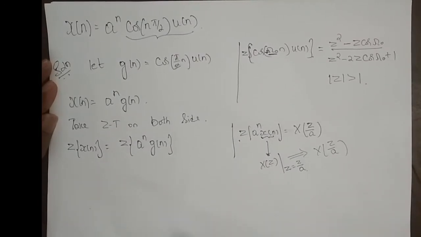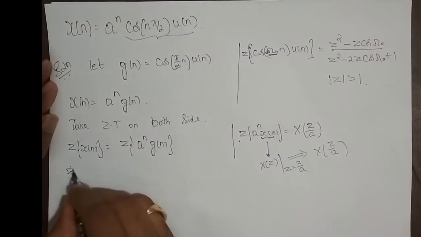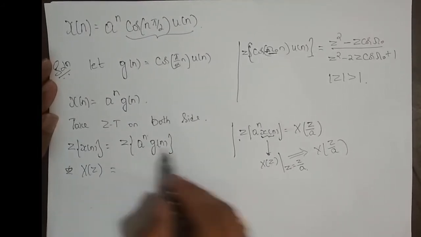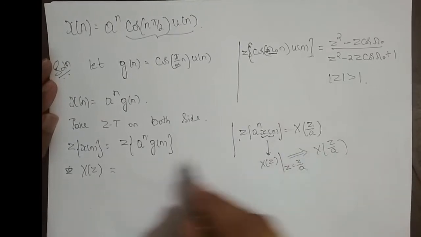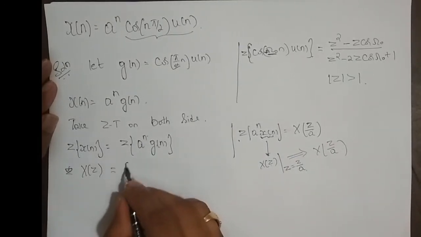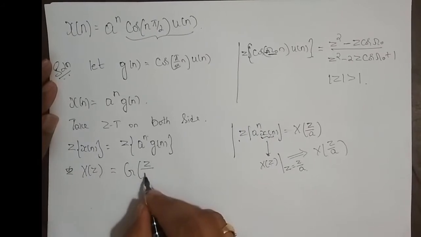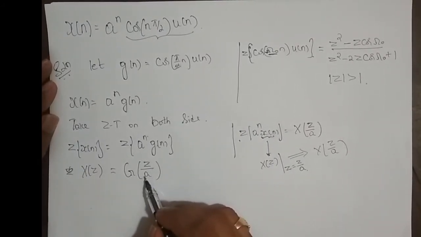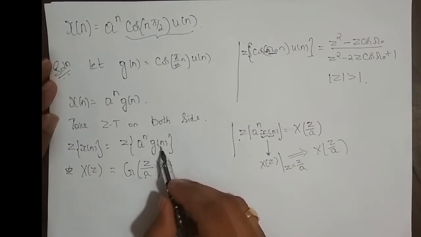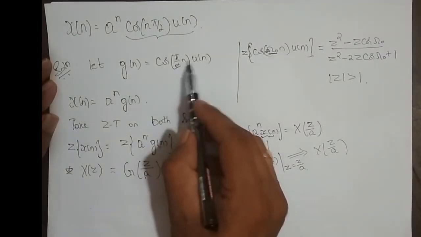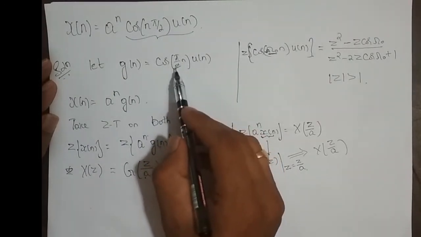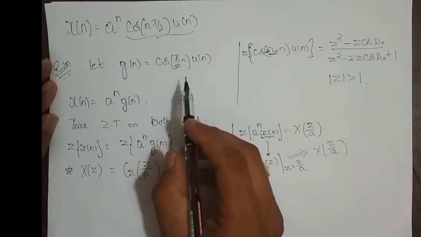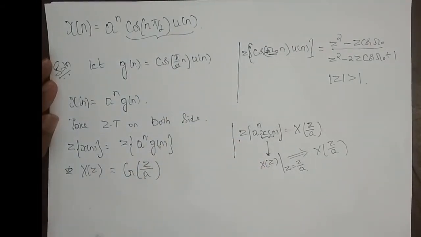Okay. Now, z transform of x of n is X of z, which is equal to the z transform of a power n g of n. Z transform of a power n x of n is X of z by a, so the z transform of a power n g of n is G of z by a, right? Now how do we get G of z by a? I know g of n. G of n is cos(pi by 2) n u of n. I take its z transform, which gives G of z. In that G of z, wherever z is there, I replace it by z by a, so that I end up with G of z by a.